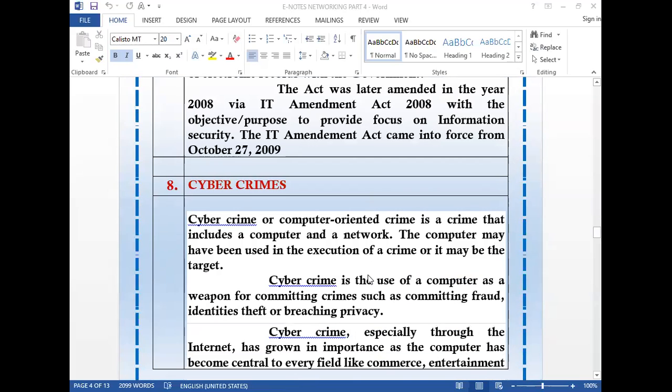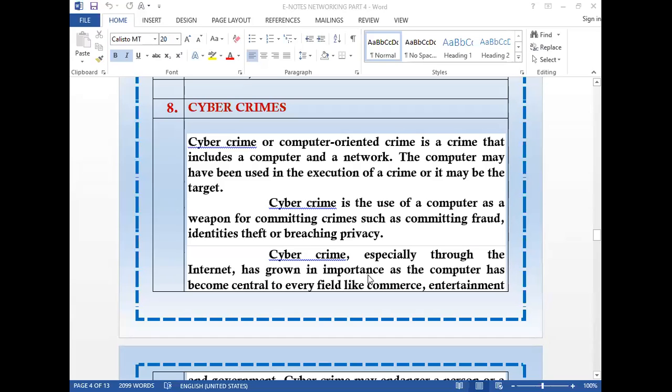All right. Next comes a very important term, cyber crimes. Beta, by name it is very much clear. Any crime which is committed using computer and internet, or any crime in which the computer was set as the target, that comes under the boundary of cybercrime. That is treated as cybercrime. Right? So cybercrime is also known as computer oriented crime. A crime that includes computer and network.